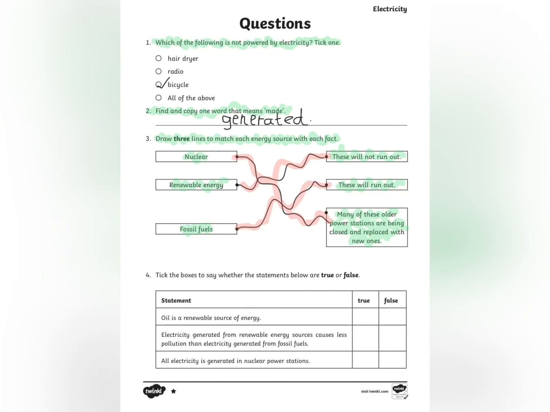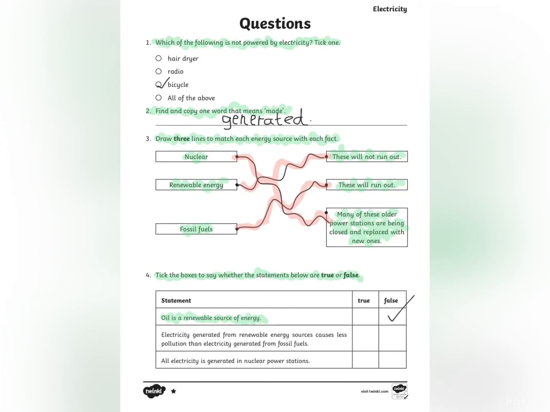Question 4 says, tick the boxes to say whether the statements below are true or false. Statement 1 says oil is a renewable source of energy. So I need to say whether that is true or false. So I'm going to look at the text to help me answer this. The answer is false. Oil is not a renewable source of energy.